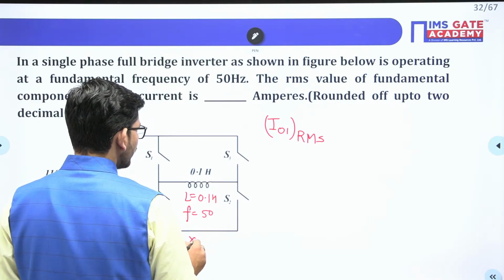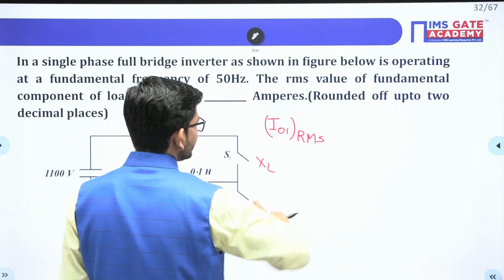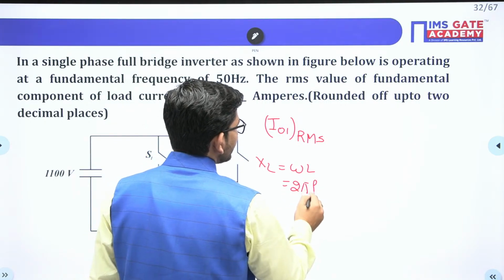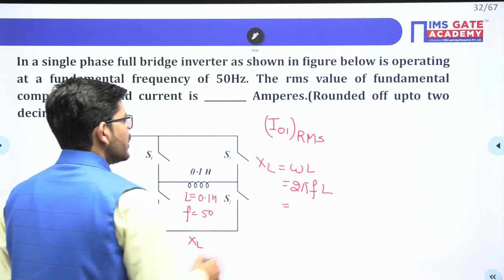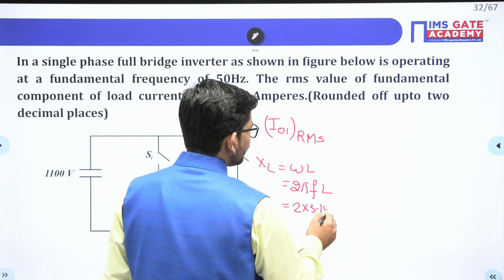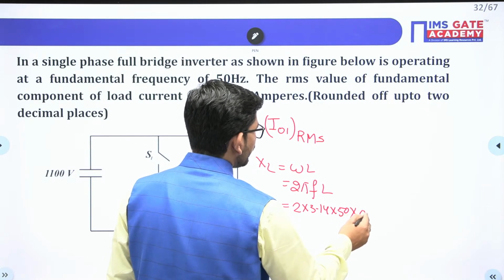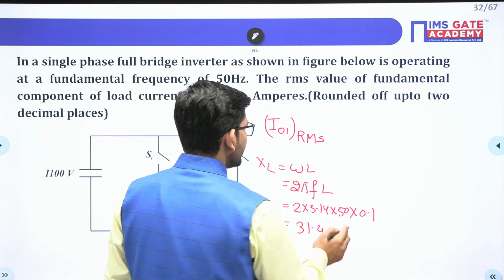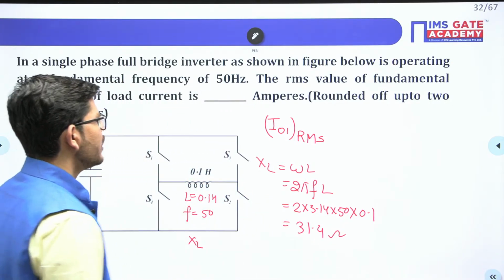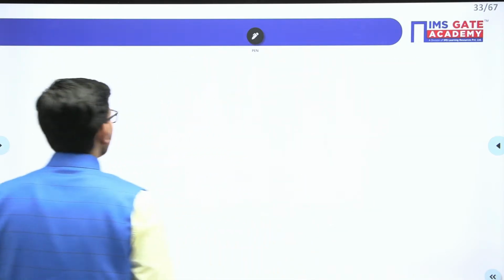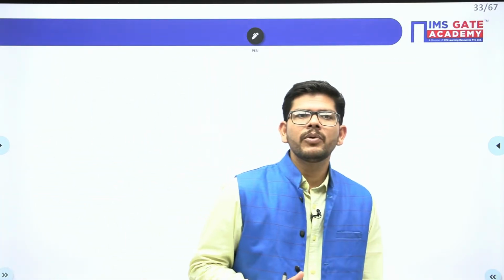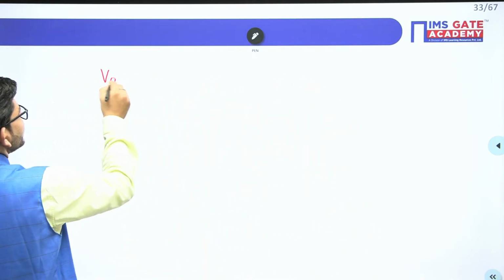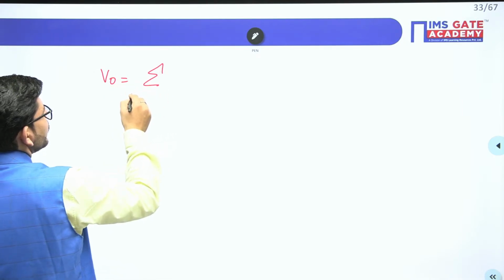So first of all, calculate XL. XL is omega L, or 2 pi fL. So XL will be 2 into 3.14 into 50 into 0.1, which is 31.4 ohms. That will be the value of XL. Now we have to calculate the RMS value of the fundamental component of current. So what is the output voltage expression for a single phase full bridge inverter?